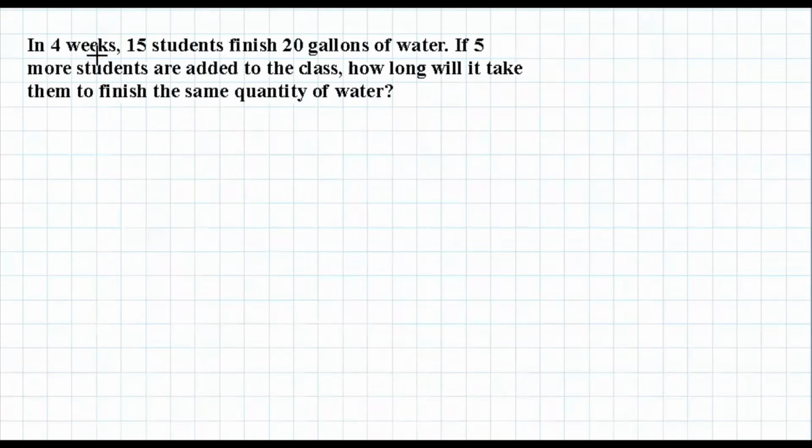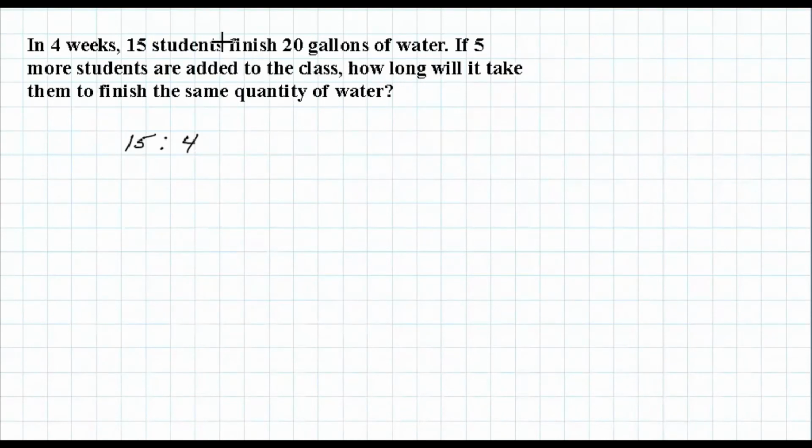So in 4 weeks, 15 students finished 20 gallons of water. If 5 more students are added to the class, how long will it take them to finish the same quantity of water? Now, very interesting now. Is this direct or is this indirect? So what you have to ask yourself now is, as one increases, does the other one increase? So what we have here is 15 students. And they take 4 weeks to finish this 20 gallons of water, right?